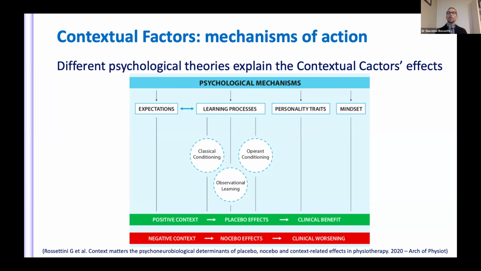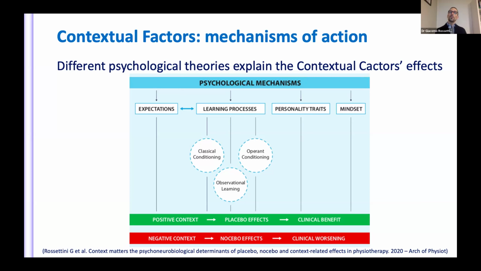Instead, classical Pavlovian conditioning is an unconscious phenomenon concerning past events. In fact, patients learn over time to associate a certain therapy, such as a joint mobilization of the lumbar spine, with specific contextual factors, such as the rituality of the technique created by our touch or by the popping sound of the technique itself. It can produce a certain outcome which can be positive or negative.